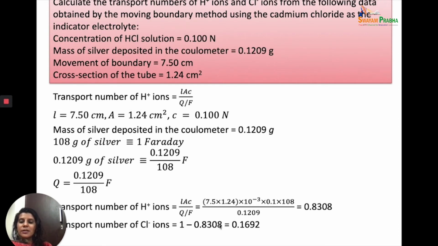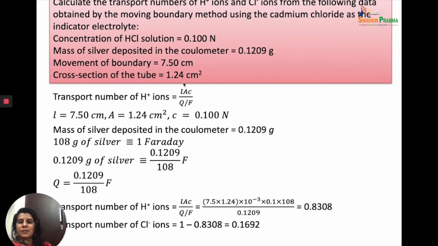Now let's look at two numericals to have a better understanding of how to work with transport numbers. The numerical is: calculate the transport number of H plus ions and Cl minus ions from the following data, obtained by the moving boundary method using cadmium chloride as the indicator electrolyte. The concentration of HCl solution is given as 0.1 normal. The mass of silver deposited in the coulometer is 0.1209 grams. The movement of the boundary has taken place by a length of 7.5 centimeter. The cross section of the tube is 1.24.